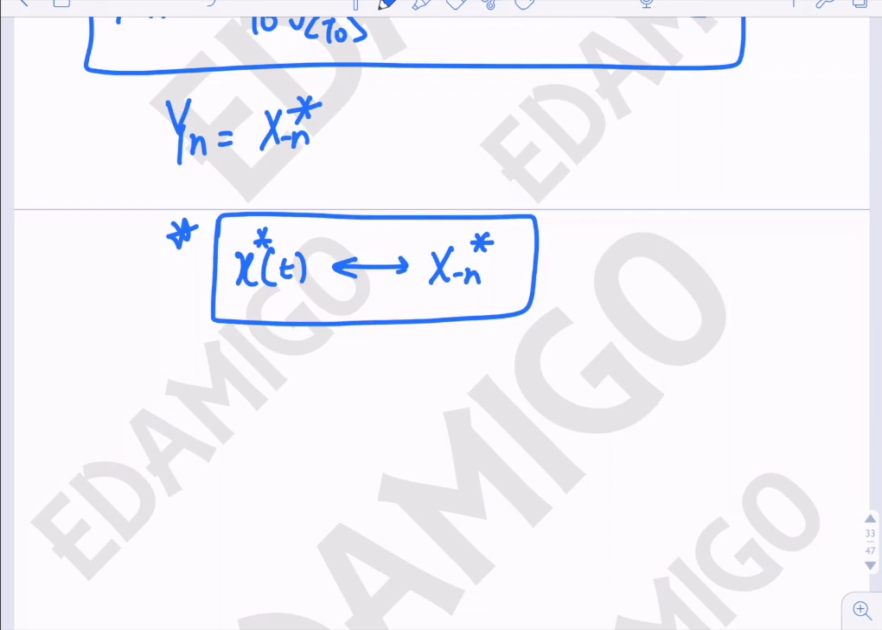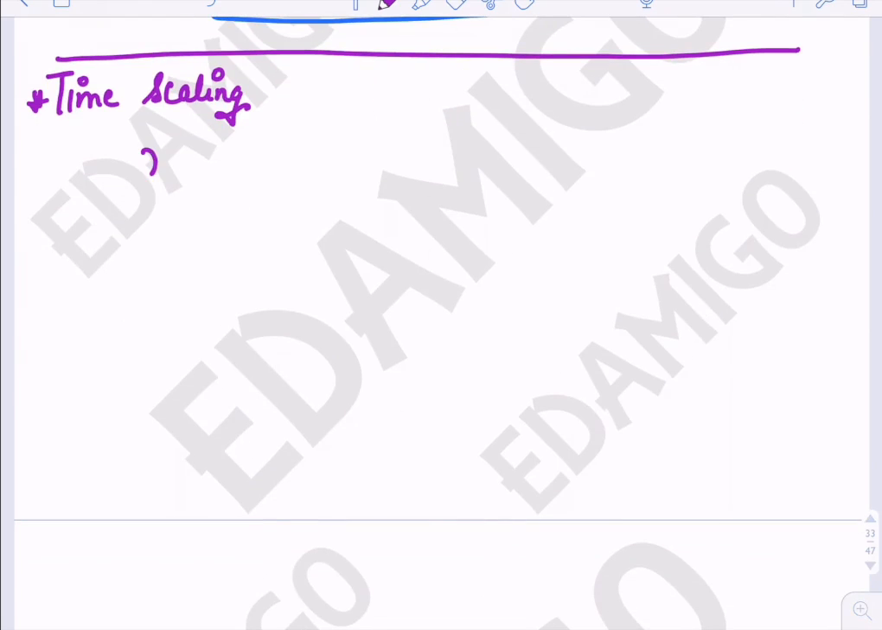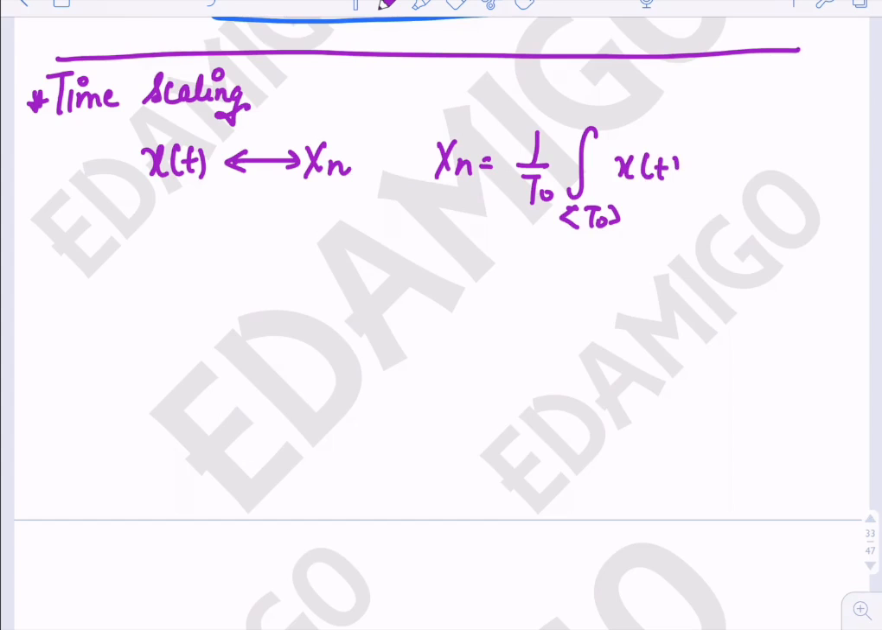One more property that I am going to use is a very important property. Okay, it is a very important property, so let's look at it. Time scaling. Now let us say that xt has the exponential Fourier series coefficient xn, where xn is equal to 1 upon time period integration over time period xt e to power minus j n omega naught t dt.